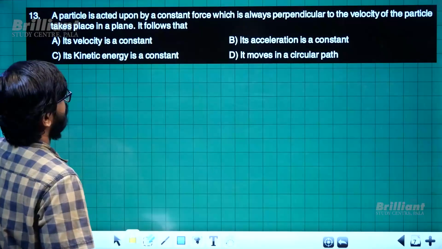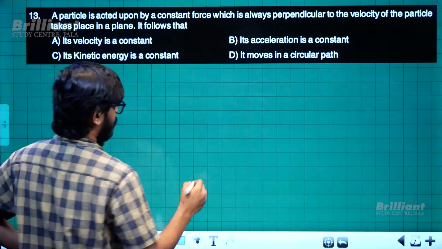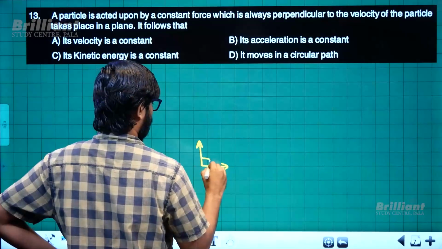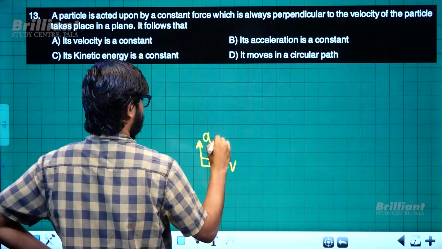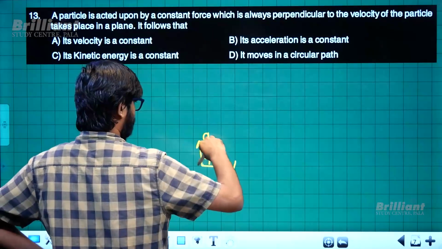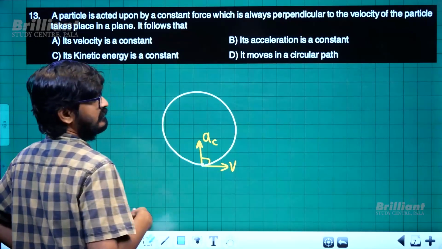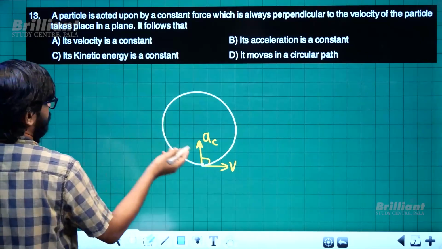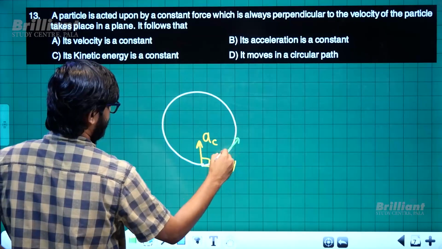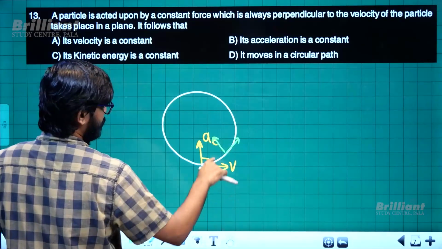A particle is acted upon by a constant force which is always perpendicular to the velocity. So if there is velocity and the acceleration is perpendicular to velocity, what will we call that acceleration? We will call that acceleration centripetal acceleration. So what will happen when that is the case? It will be performing circular motion. But is the velocity constant? No. Magnitude wise it will be constant, but direction wise it will be changing. Is the acceleration constant? No.